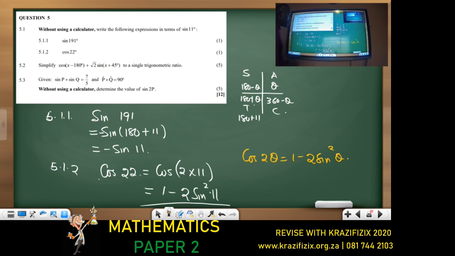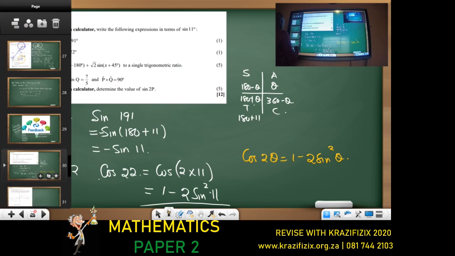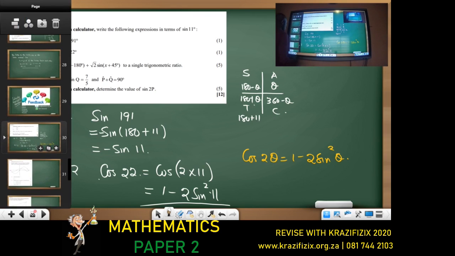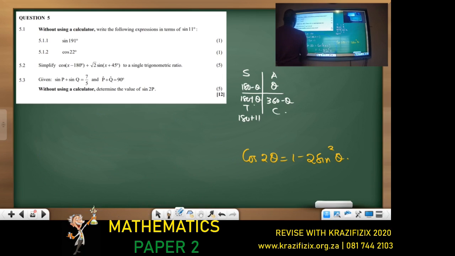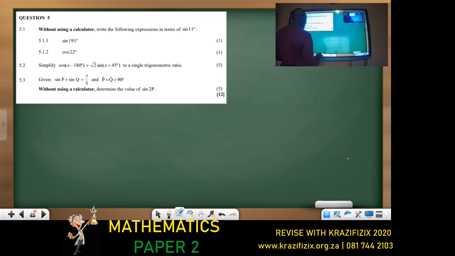And we are done. So you need to be abreast of your compound angles, your double angles, the identities. Those things must be close to your heart. Alright, so all you need to do is keep the page opened for your identities. Let's go solve 5.2 quickly. Alright, let's see what we need to do here.